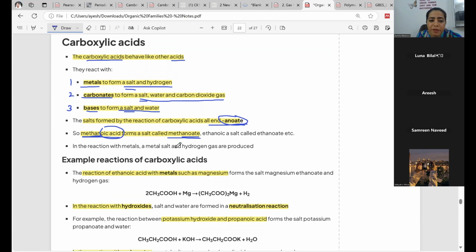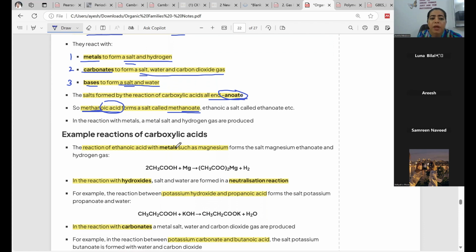Let's see some of the reactions, then it will be easier and clearer to you. Let's say we have ethanoic acid, and it is going to react with the metal magnesium. Ethanoic acid means CH3COOH, a 2 carbon carboxylic acid. It is reacting with magnesium now. So it's very important to write the formula of the salt. Magnesium is a metal, which means it will produce salt and hydrogen.